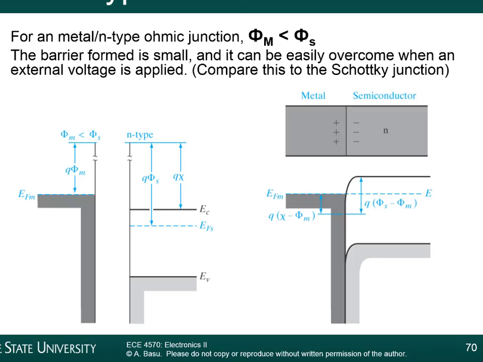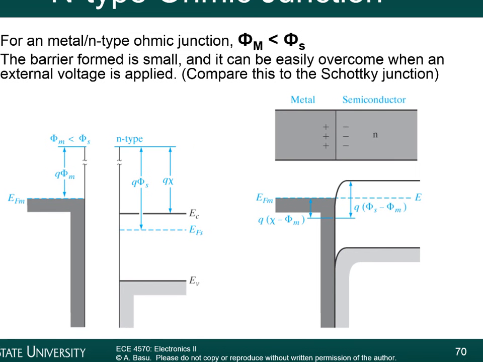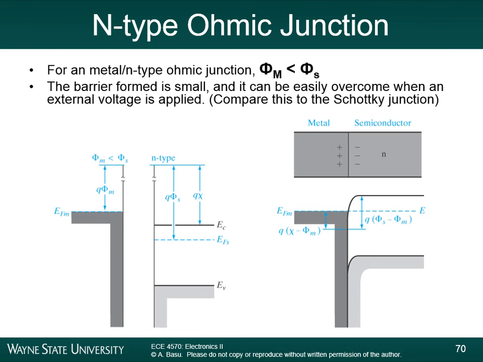Now this is exactly the opposite of a Schottky barrier. In the Schottky barrier, this line was going up like this. That was creating an energy barrier. Now this line is kind of coming down like this. So if you have a bunch of electrons in this region, let's draw this.